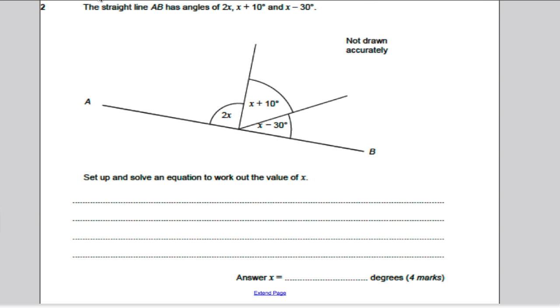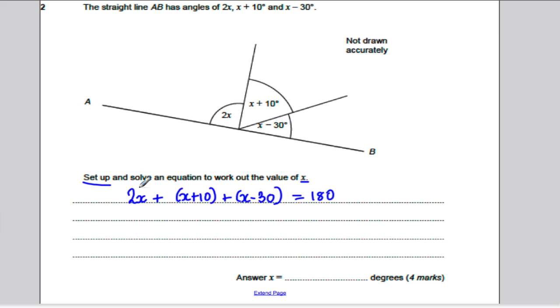Question 2. The straight line AB has angles 2x, x + 10 and x - 30. You must set up and solve an equation to find the value of x. Angles in a straight line add to 180, so I can say that 2x + x + 10 + x - 30 must add up to give me 180 degrees.